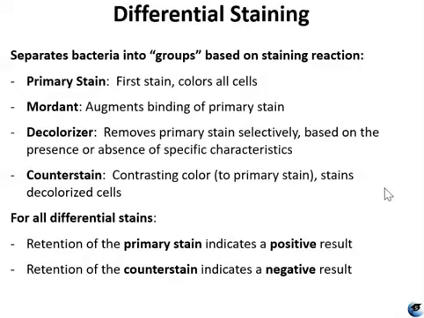So for all differential stains, if the cells have retained the primary stain, that is a positive result. It means it does have the structure that you were looking for. If they do not retain the primary stain and instead they retain the counter stain, then that is a negative result, meaning it does not have the structure that you were looking for.